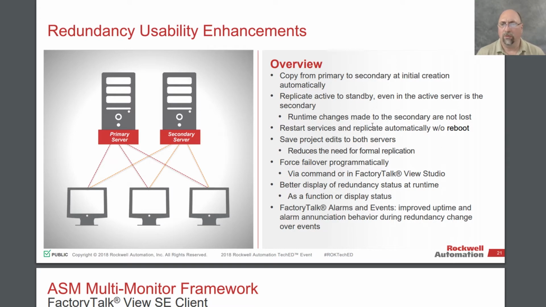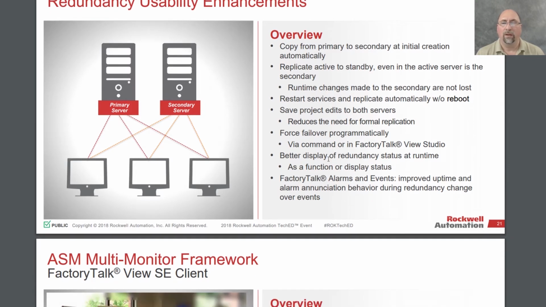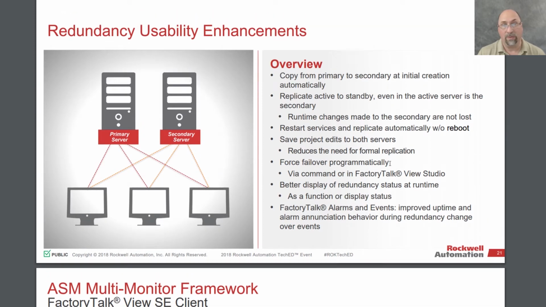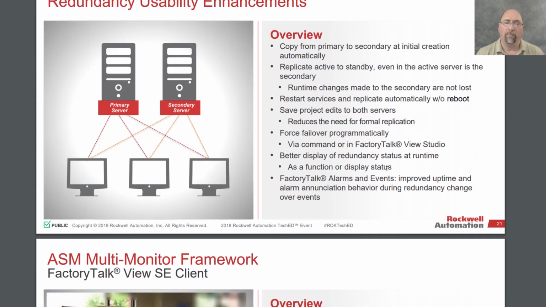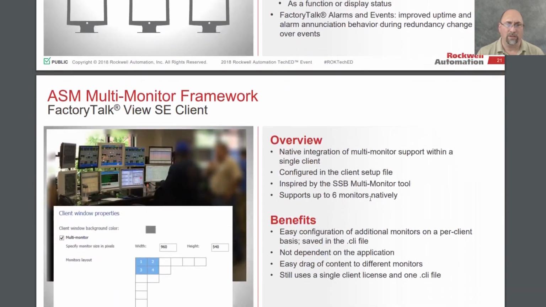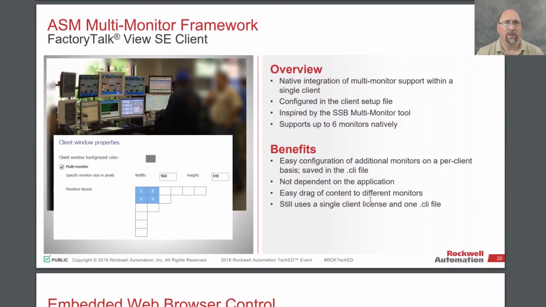You can replicate automatically without a reboot. Project edits are saved to both servers. That's huge. You can also do failover programmatically via a command or in FactoryTalk View Studio, which is important. Sometimes you want to force a failover. Better display of runtime status at runtime. Okay, and then improved uptime for FactoryTalk alarm and events and alarm annunciation behavior. So all good stuff. It sounds like it's really coming of age here.